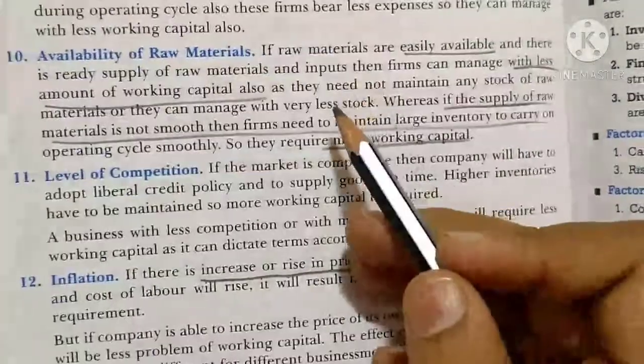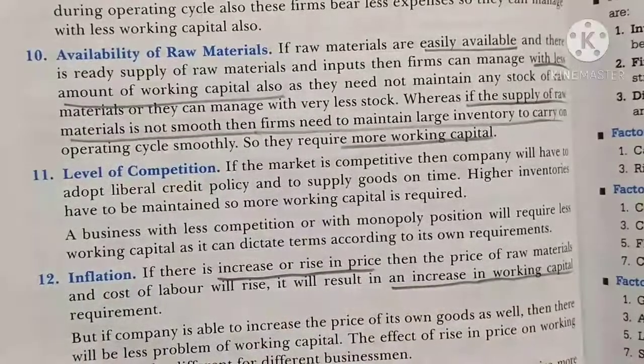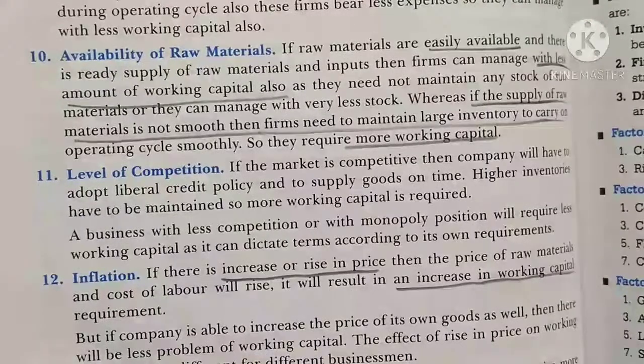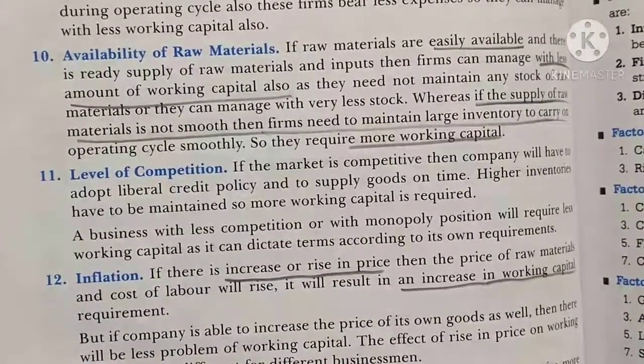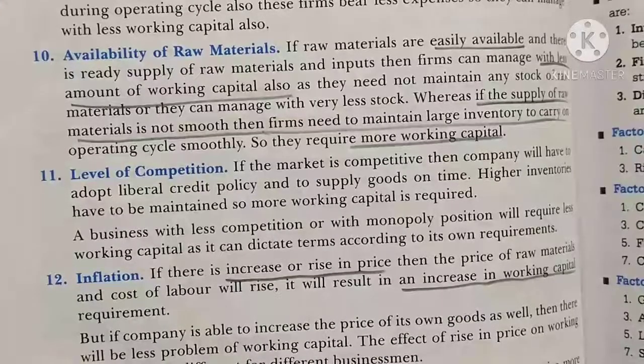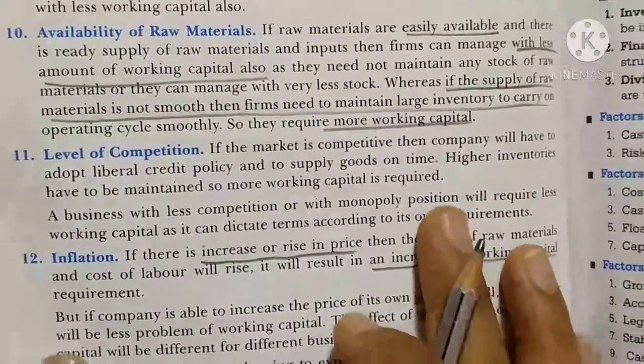Availability of raw materials. If the raw materials are easily available, then we can manage with less capital also. But if the raw materials are not easily available for some product, then we need to have more working capital.